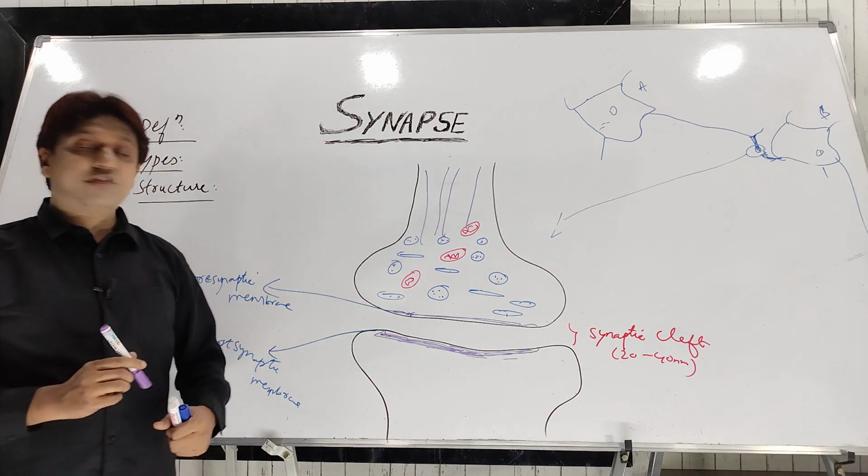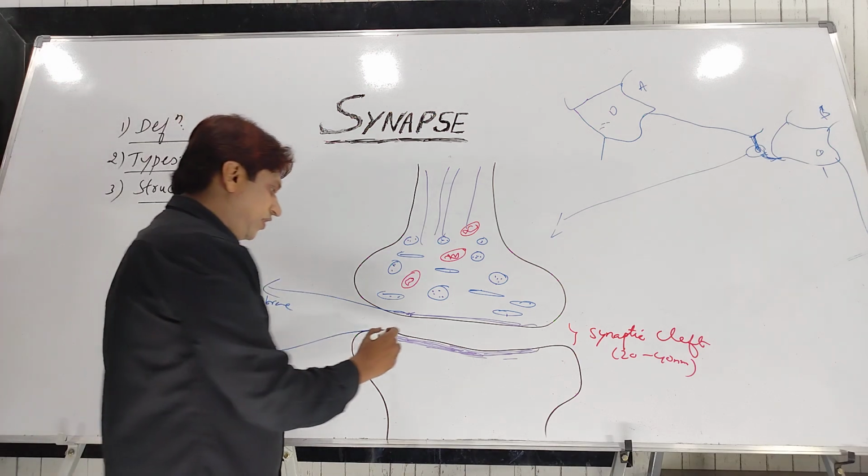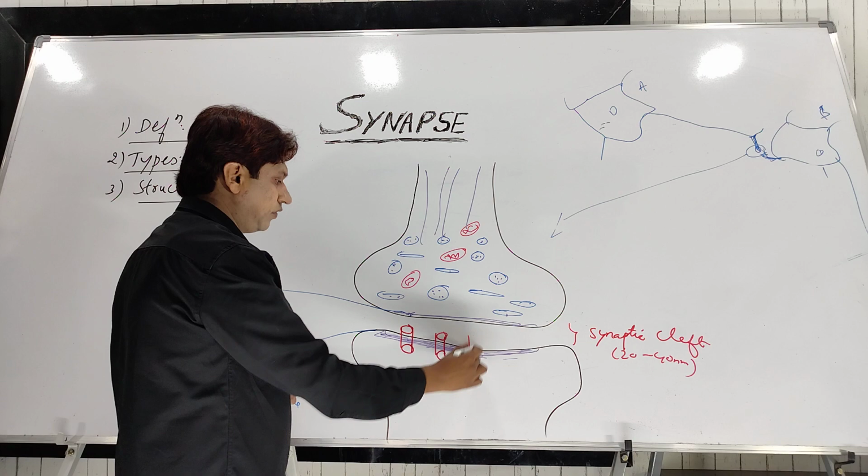Now in the postsynaptic membrane, the special things you will see are mainly the receptors, the postsynaptic receptors. These receptors are again mainly of two types.